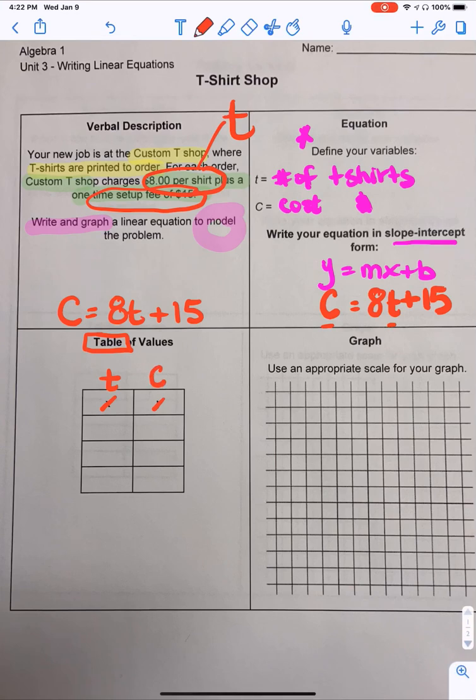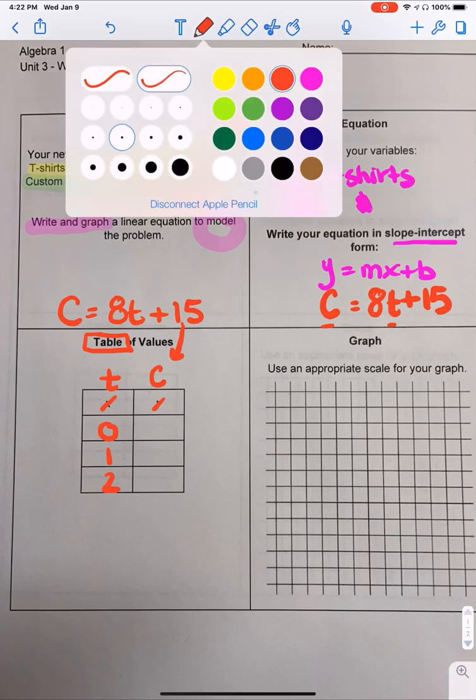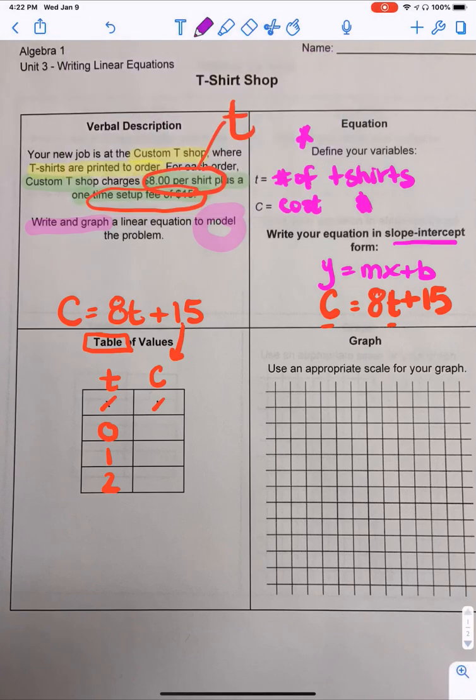So when we look at t-shirts, the least we can have is 0, and I'm going to do 1 and 2, just so we can start to see what the pattern is. To figure out our cost, we have to use this equation. So if I'm doing cost, I have this equation that I'm going to use. And in this first one, my T is going to be 0. So it's going to be 8 parentheses 0 plus 15. And if I put that in my calculator, that's going to give me 15.